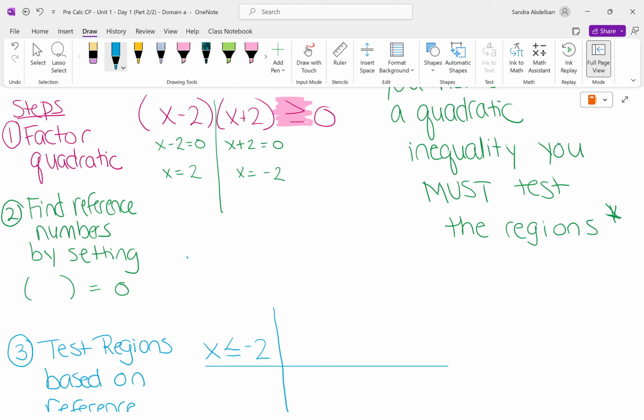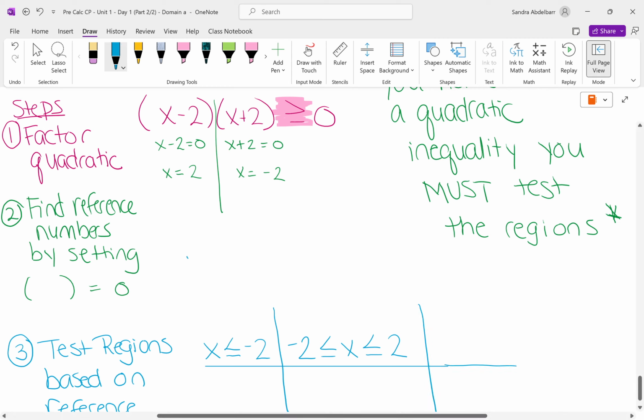The second region that we're going to test is between the two reference numbers. So I'm going to test numbers between -2 and 2. So we're going to say -2 is less than or equal to x, which is less than or equal to +2. And the very last region we test is bigger than our biggest number. So we're going to test x is greater than or equal to 2. And I'll show you how this works.